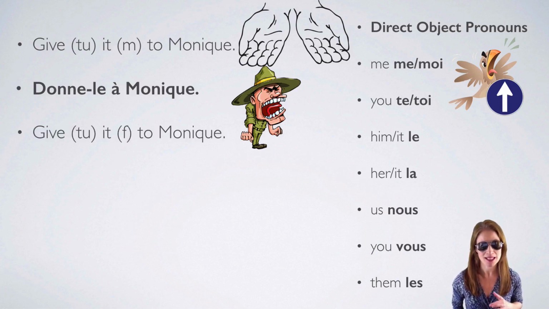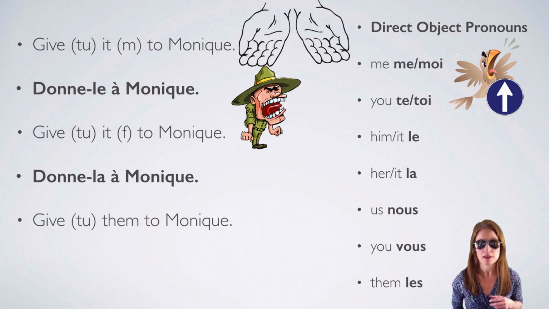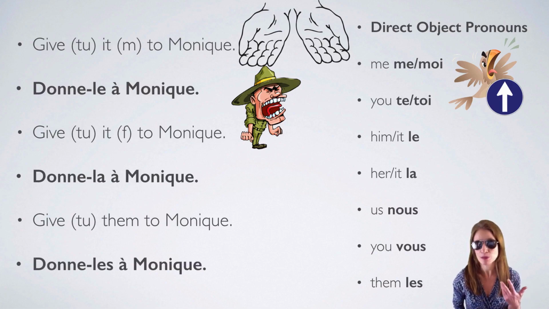Using to again, give it to Monique. This time your it is feminine. Donne-la à Monique. Give them to Monique, addressing to. Donne-les à Monique. Direct object pronouns, le, la, les.